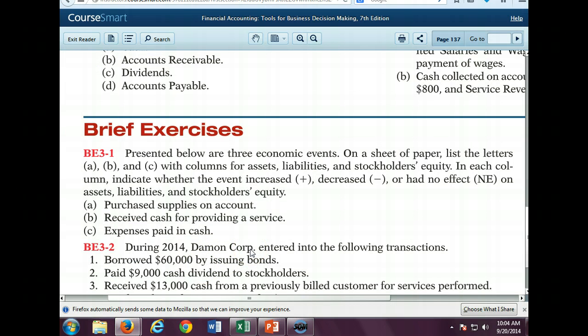So we're going to go back to the book and read the first transaction. We purchased supplies on account. So when we purchase supplies on account, what happens to our supplies? Go up. They go up. What type of account would supplies be? Asset.